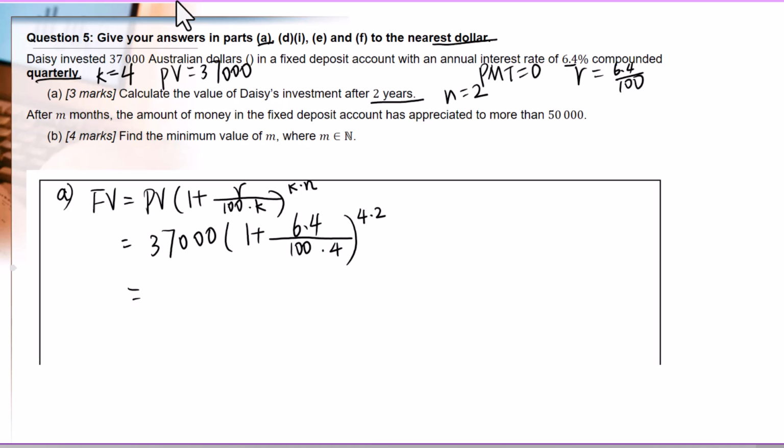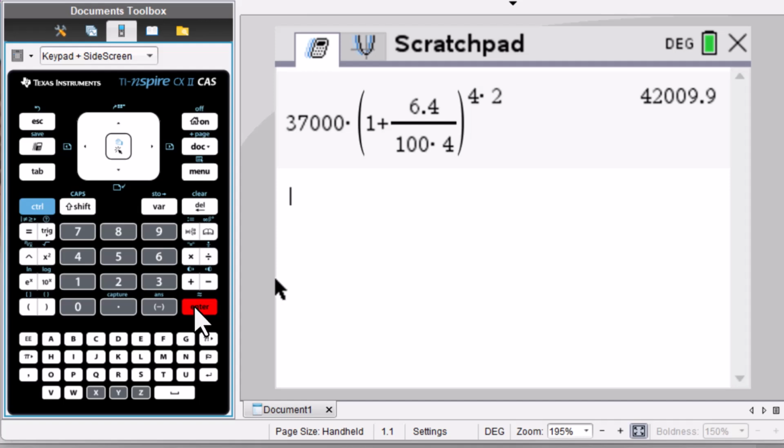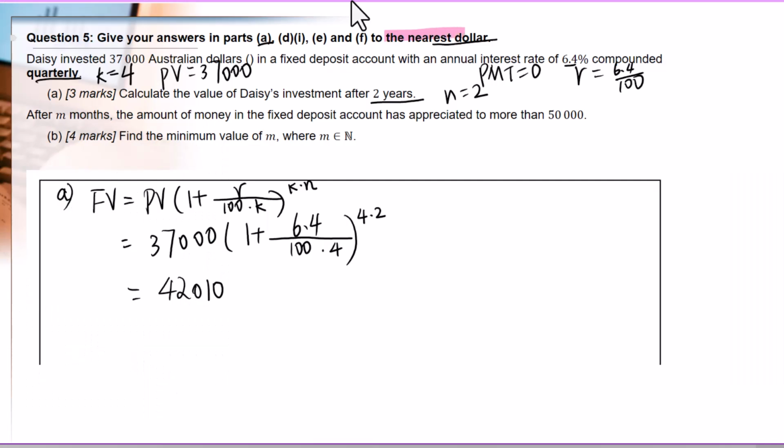Let's go to calculator. Enter. We need nearest dollars, $42,010. Nearest dollars for A.